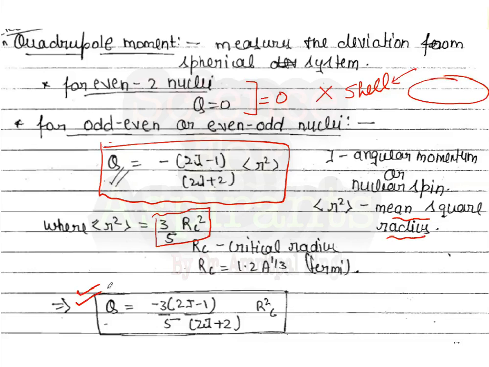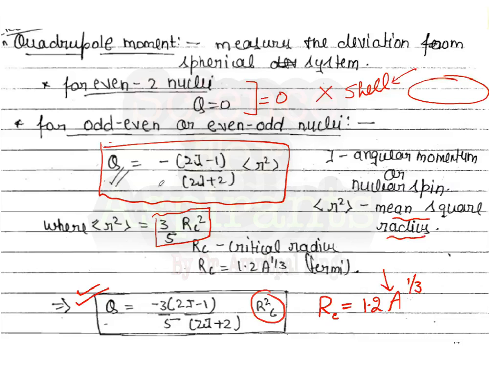Our formula for the quadrupole moment becomes something like this, where Rc is the critical radius, and the value of this Rc we generally use is equal to 1.2 A to the power 1 by 3, where A represents the atomic mass. Depending upon which nuclei we are talking about, we can find the critical radius of the given nuclei, and from that we can find the quadrupole moment.